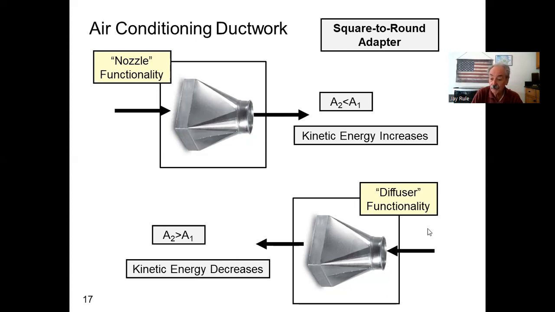Okay, kinetic energy is increasing for this flow situation. If we reverse the flow through this easily available piece of ductwork, we're going in at a certain kinetic energy, coming out at a lower kinetic energy. This is the diffuser functionality in which A2 is greater than A1. Kinetic energy is decreasing. So I hope you get the feel for what a nozzle or diffuser equipment is all about. It's easy to order. This is just formed sheet metal that you can buy.